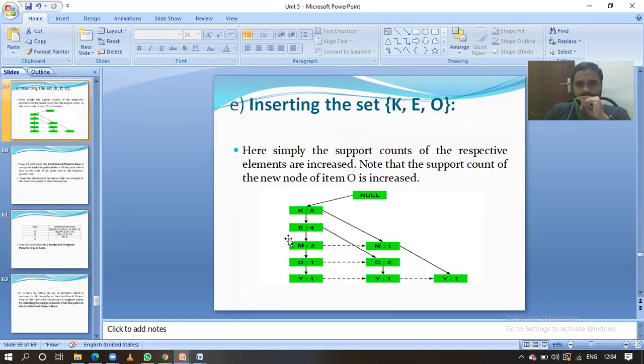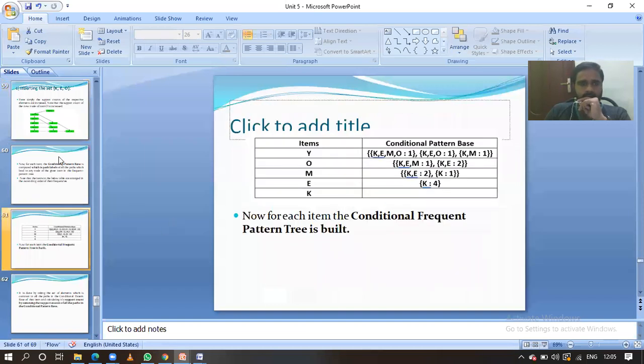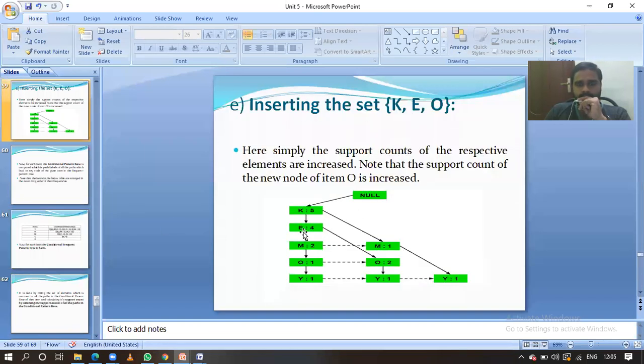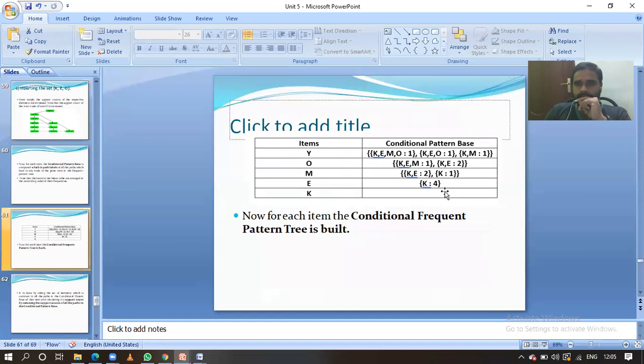Let us write the path for m. Here is one and here is another. How do we write the path? KE, how many times is m repeated? 2. Likewise here, K, how many times? 1 time. K 1 time. Likewise for the last item, that is E, how many times is it repeated? 4 times. So what is the path? K4. K4 is the path.